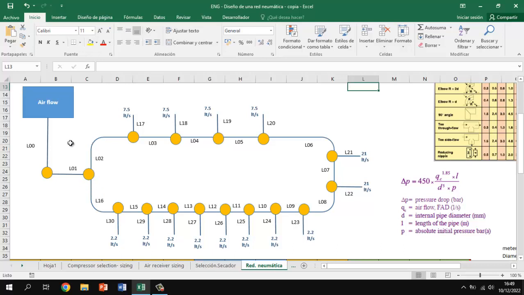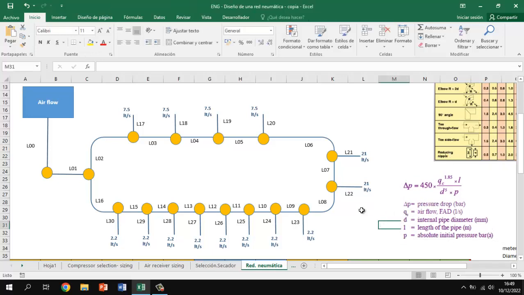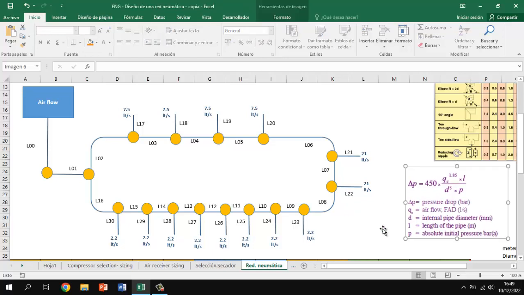this is the distribution pipe. In the case of link 17 until link 30, this is just for service pipe. So the equation that we are going to use to calculate the diameter is a special equation, the Darcy Weisbach equation, and you can find it in the Atlas Copco manuals.